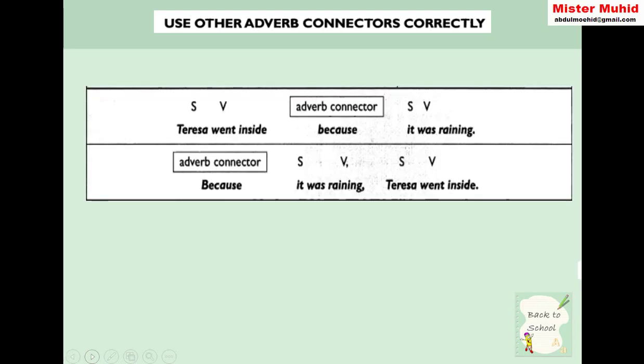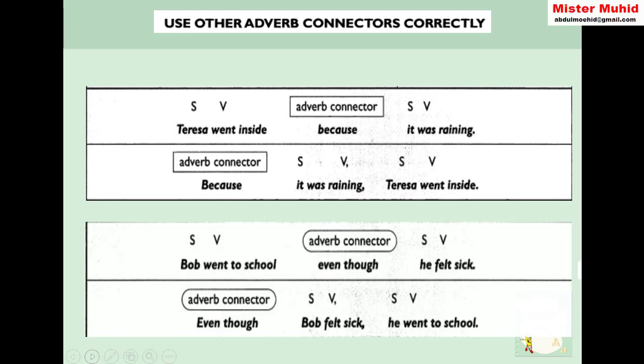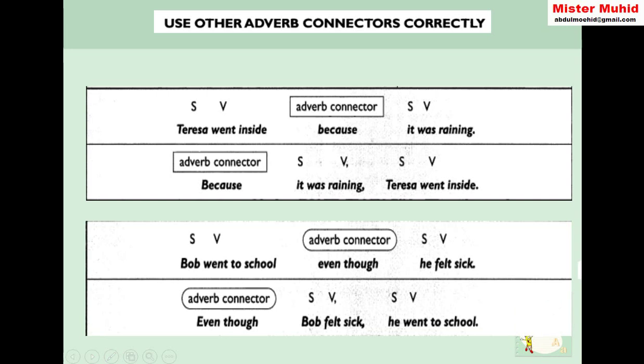Okay, this one is about using adverb connectors correctly. So this is the formula, the form, the concept: subject verb, adverb connector, subject verb. Or adverb connector first, subject verb, and subject verb. Don't forget to use a comma. If you use another adverb connector, for example even though, it is also the same: subject verb, even though, subject verb. Or even though first, then a comma, and again subject verb.